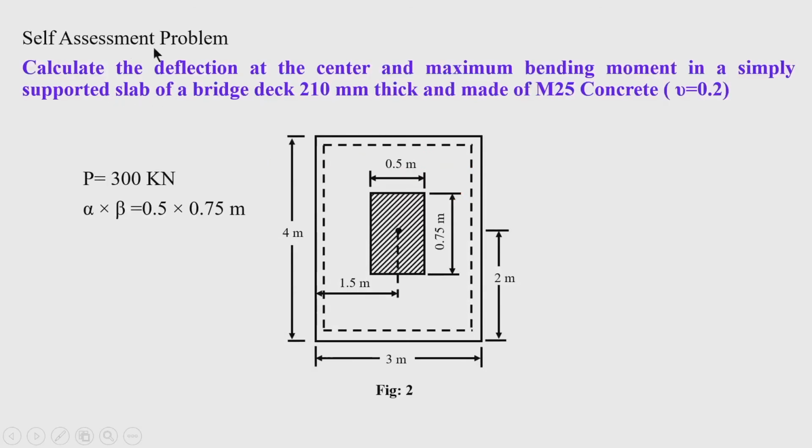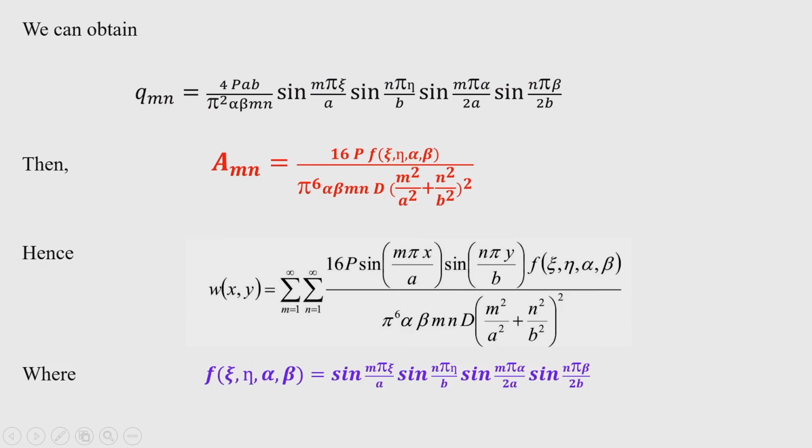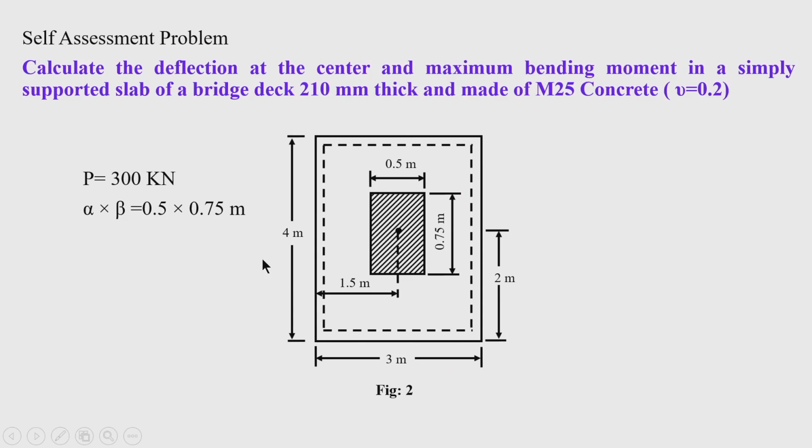So, I am giving a self assessment problem, just an application of this theory, partially distributed load and Navier's method. Partially distributed loads are sometimes very useful, especially for bridge deck design. A bridge deck consists of wheel loads, and a wheel load may not be fully distributed over the deck slab panel. It is distributed only on the contact area, the tire contact area, and different contact areas are specified in the codes of practice in different countries.